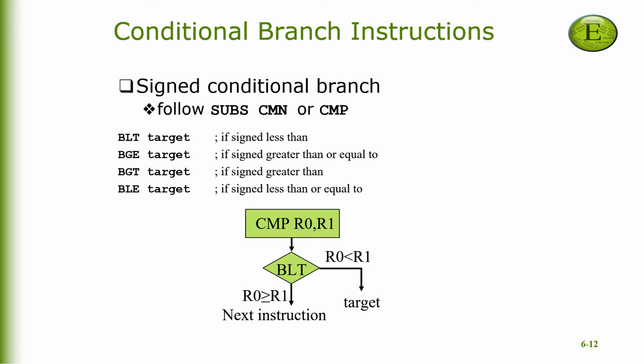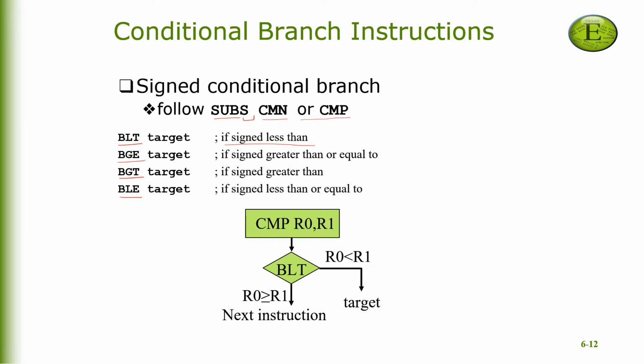Similarly, we have conditional branch instructions when the comparison is performed in the signed sense. So branch less than, branch greater than or equal to, branch greater than, and branch less than or equal to. And again, the branch instruction can follow the sub instruction setting the code bits or the compare instruction.